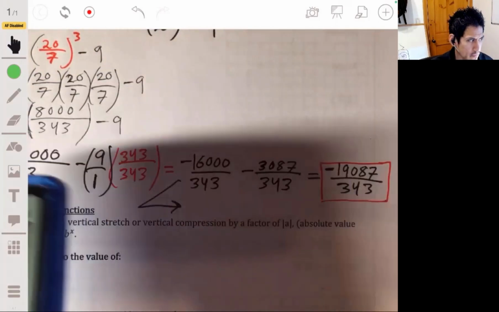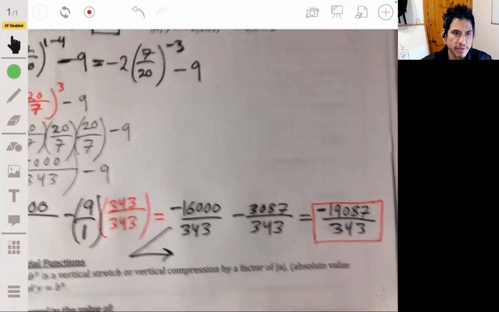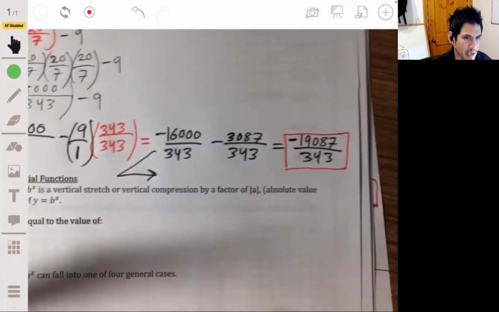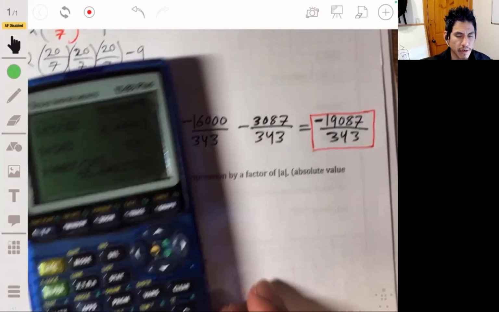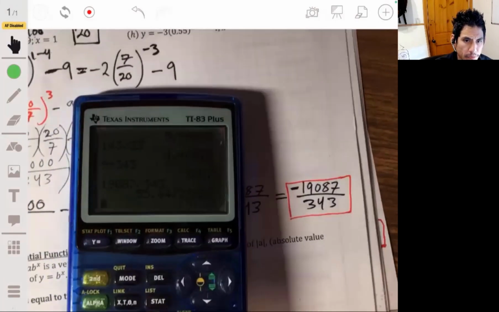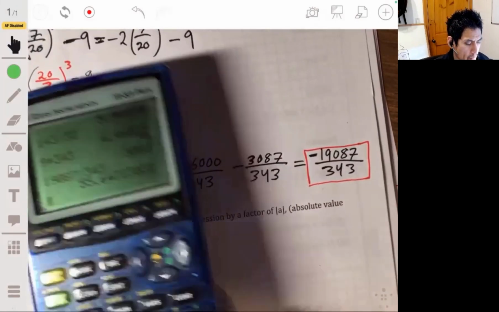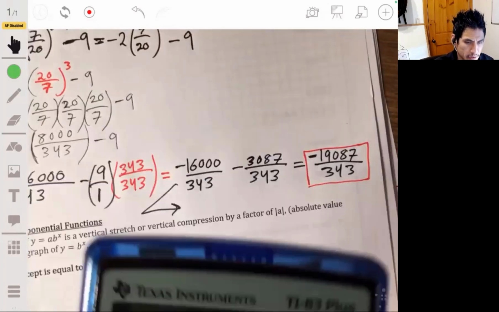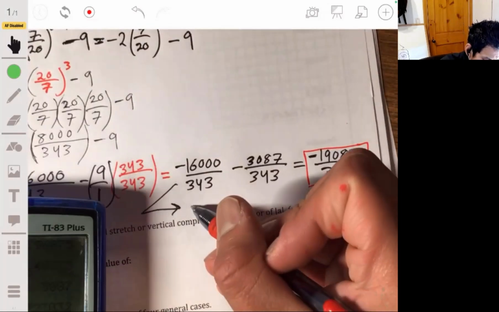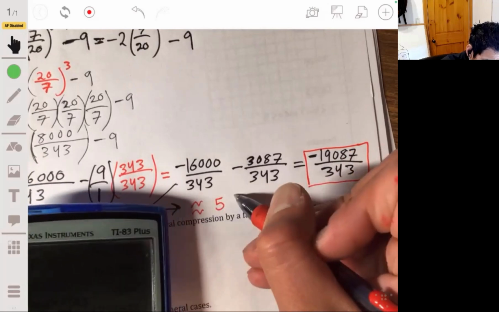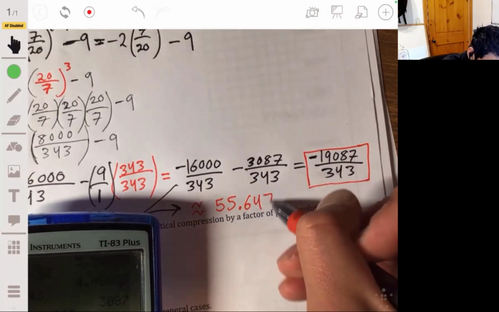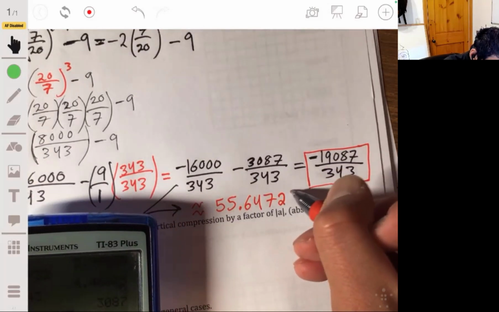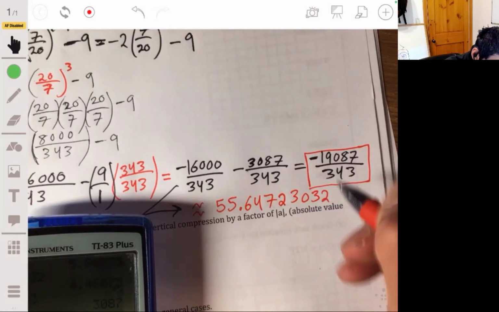Oh, cool. What a number. Actually, let me move this over here. Maybe I'll have more light here. A little better. Let's write that number there. Actually, hard to see still, but I apologize. So this is going to be approximately 55.64723032.